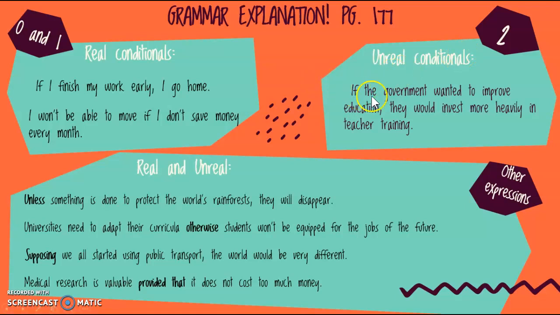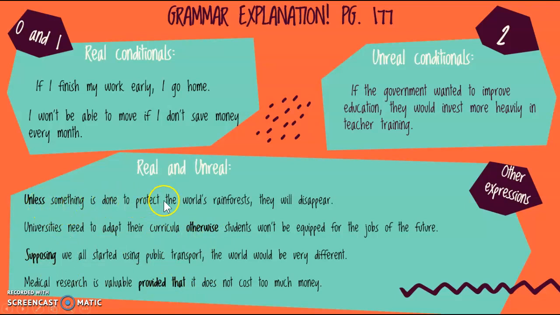The example is, if the government wanted to improve education, they would invest more heavily in teacher training. Here you will find a past verb and would. Here you have would, cause, and consequence, and of course the comma. We have three different examples, using the expressions unless, otherwise, supposing, and provided that.